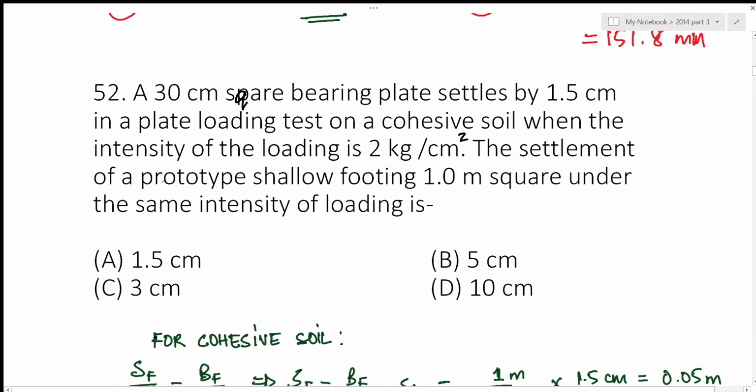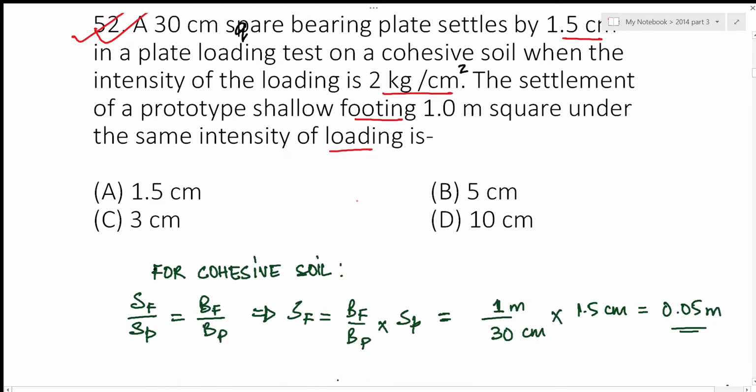Next question is: a 30 centimeter square bearing plate settles by 1.5 centimeter in a plate load test on a cohesive soil when the intensity of loading is 2 kg per centimeter square. The settlement of a prototype shallow footing 1 meter square under the same intensity of loading is.